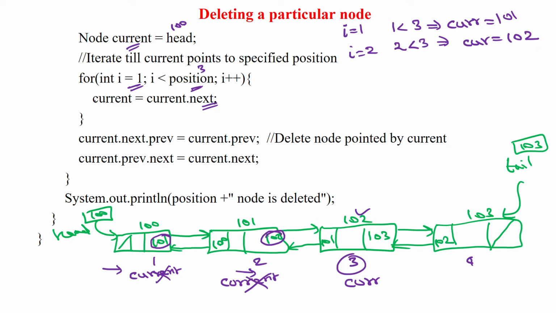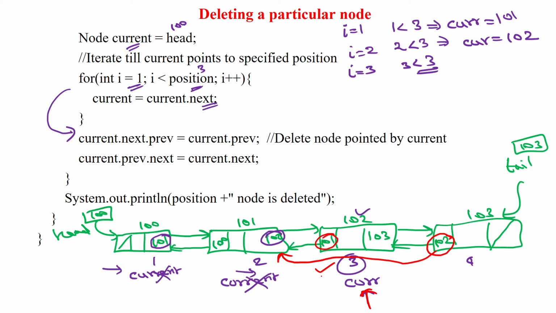Okay, now again going back, iteration number 3, 3 less than 3? So now condition is false, then it will come out of the loop. So now current node is 3, right? So current node is 3, so this one has to be deleted. For that we have to make the adjustment, first the current dot next dot previous. Okay, current is this one, current dot next dot previous, this value has to be updated. Current dot next dot previous should be assigned with current dot previous.